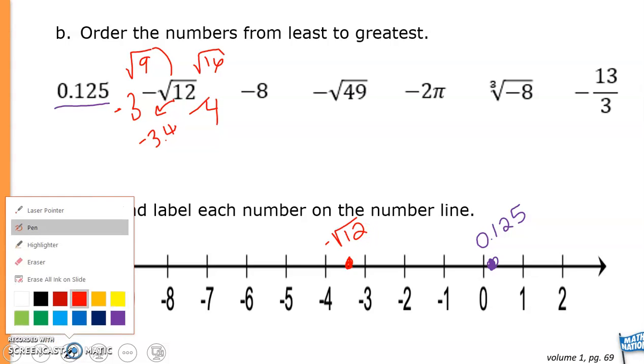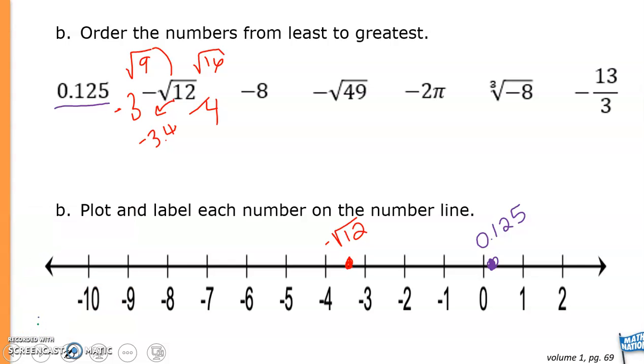Then negative 8 is just an integer. I don't have to do anything with it. We know where negative 8 is. Negative square root of 49. So square root of 49 is 7. The negative out front just makes it a negative 7. Negative 7 is located on that little line there. So the negative of square root of 49 is there.